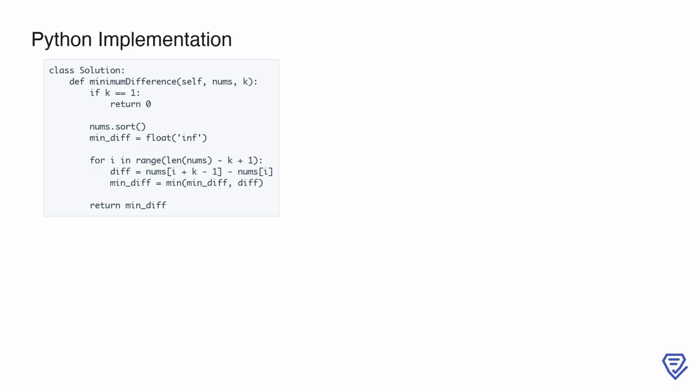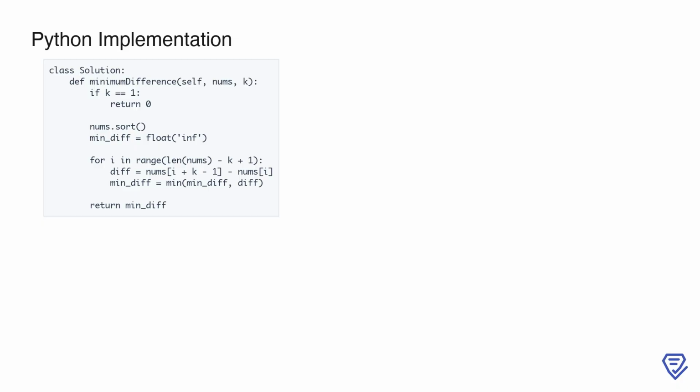The function minimumDifference starts by handling the edge case where k equals 1. In this case, the minimum difference is always 0 because a group of 1 score has no range. Then, the input list nums is sorted in ascending order. Sorting ensures that the smallest possible difference between the highest and lowest scores in a group of size k will always occur within a contiguous subarray.